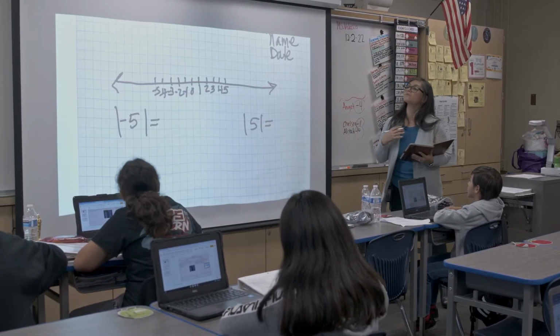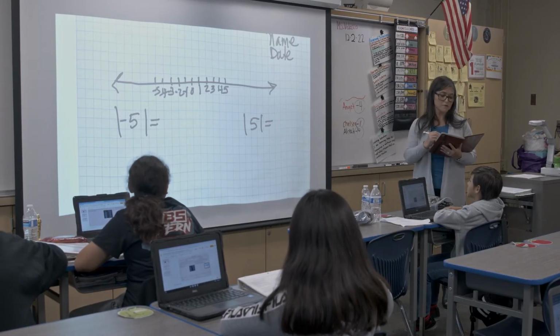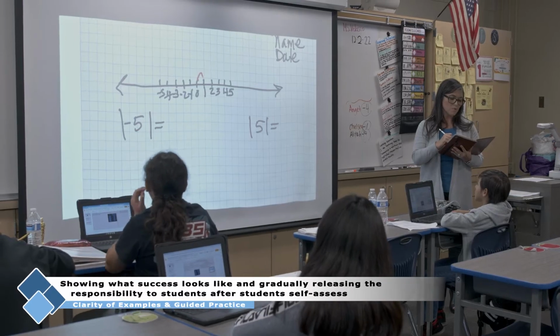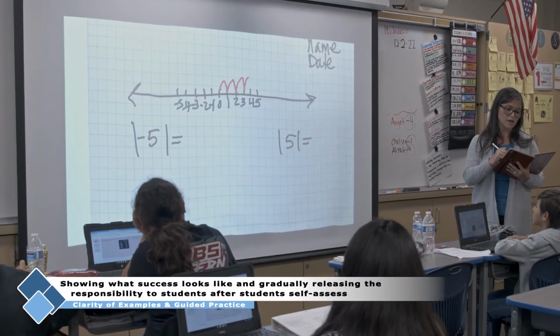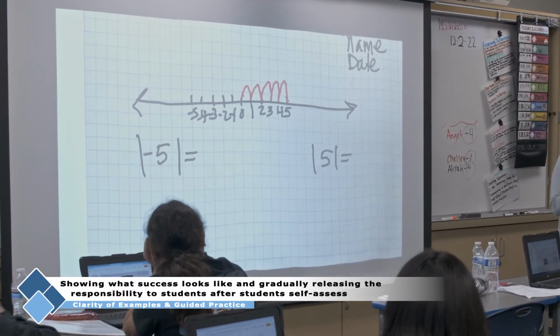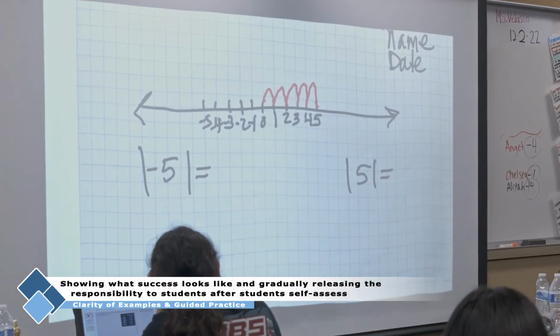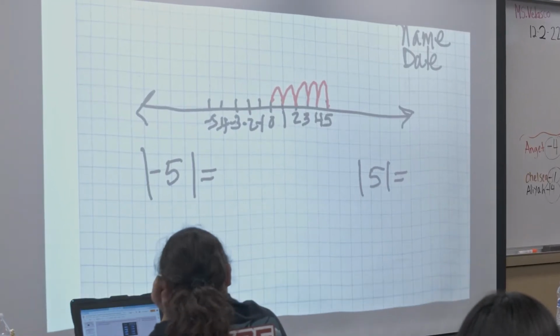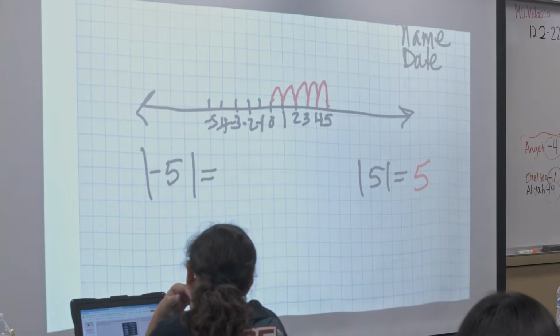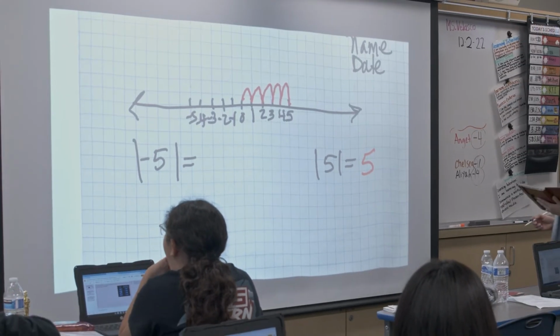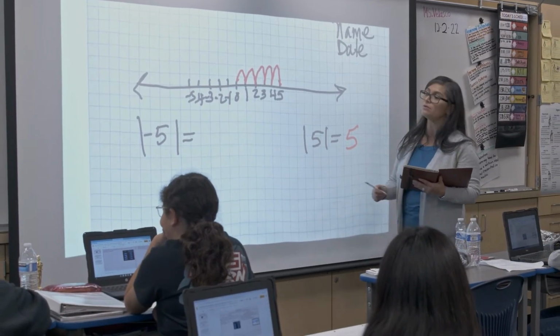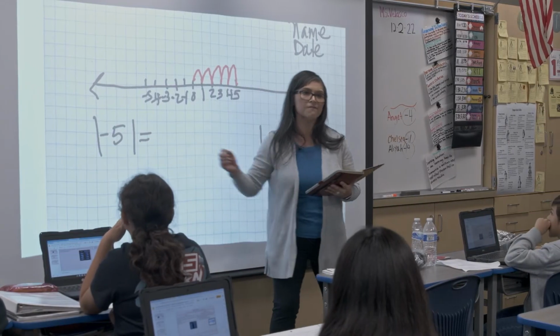What is the distance from 0 to 5? Let's start with 5. Count with me. Ready? 1, 2, 3, 4, 5. The absolute value of 5 is 5. That's how far it is from 0. Now, let's find the absolute value of -5.